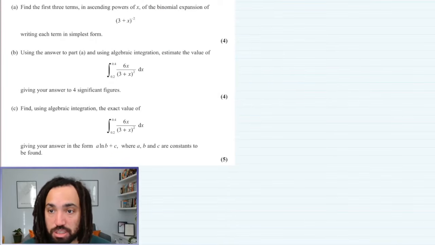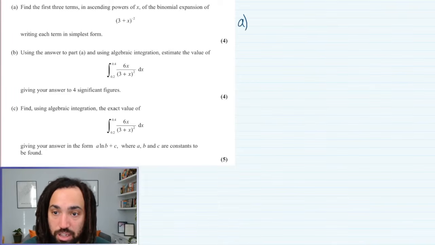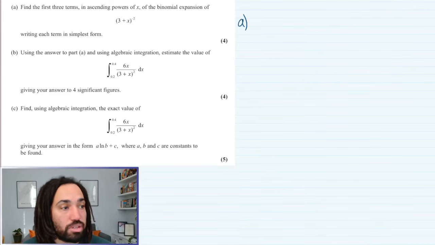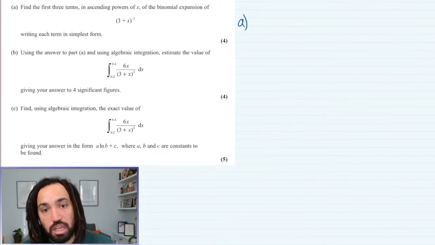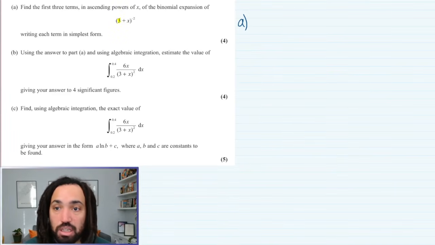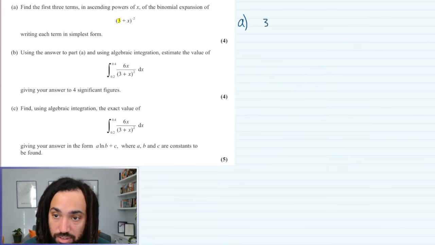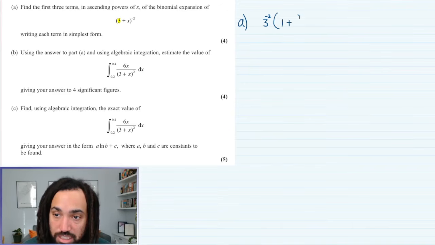Okay, question 13. And we are working out this binomial expansion. So what we're going to need to do first is we're going to need to make it so that the constant term is 1 inside the bracket. So we're going to pull out a 3 as a factor, and when we pull out a factor from a bracket, we have to take the power with it, which allows us to divide inside the bracket by 3, like so.